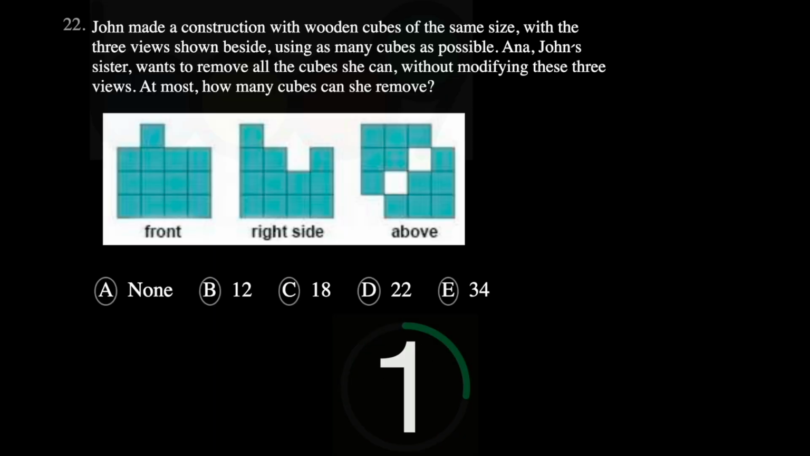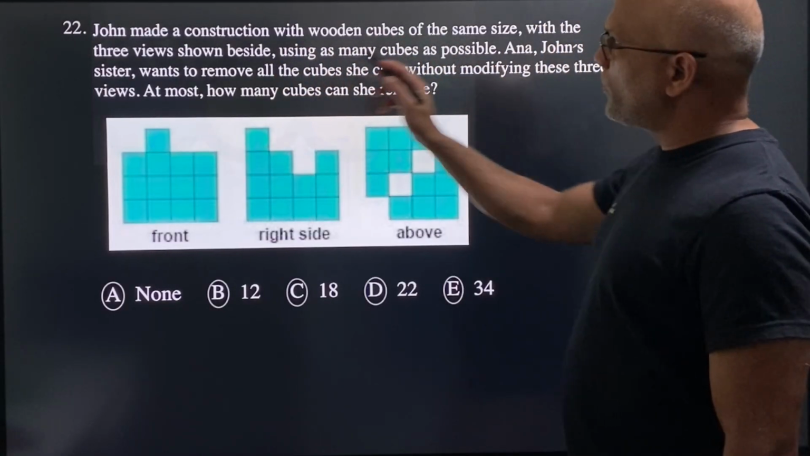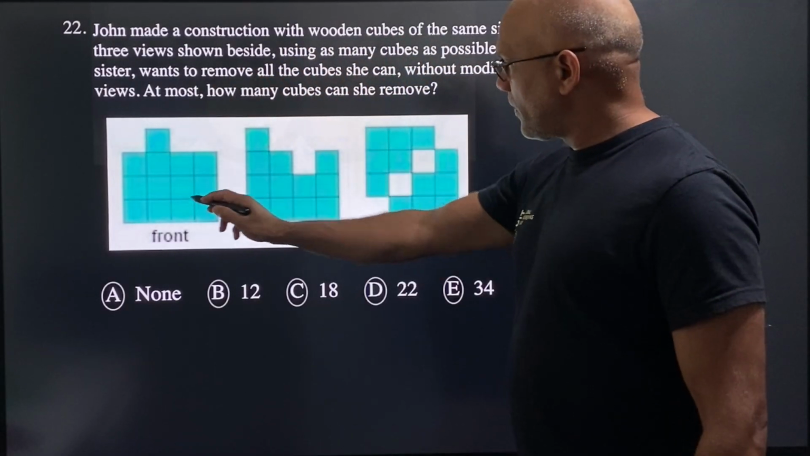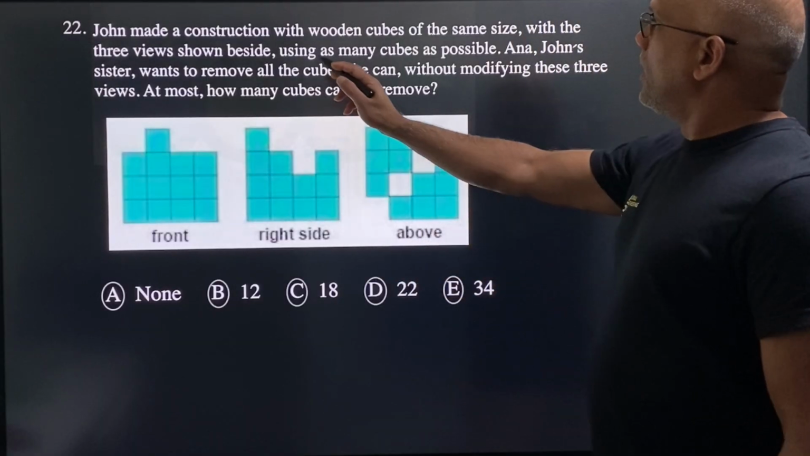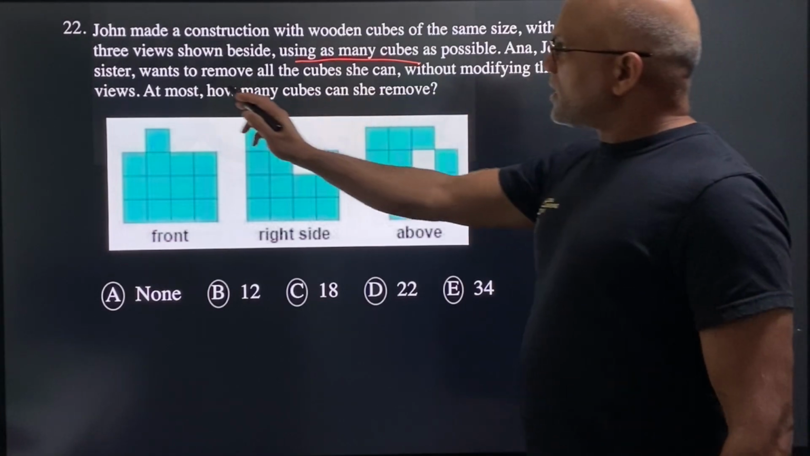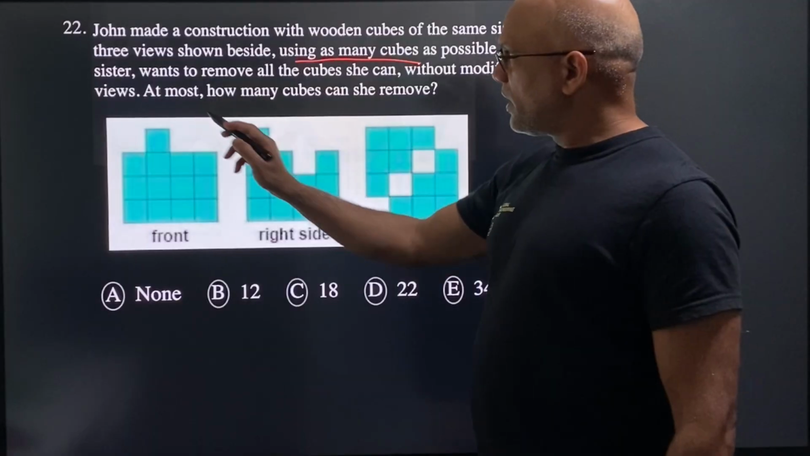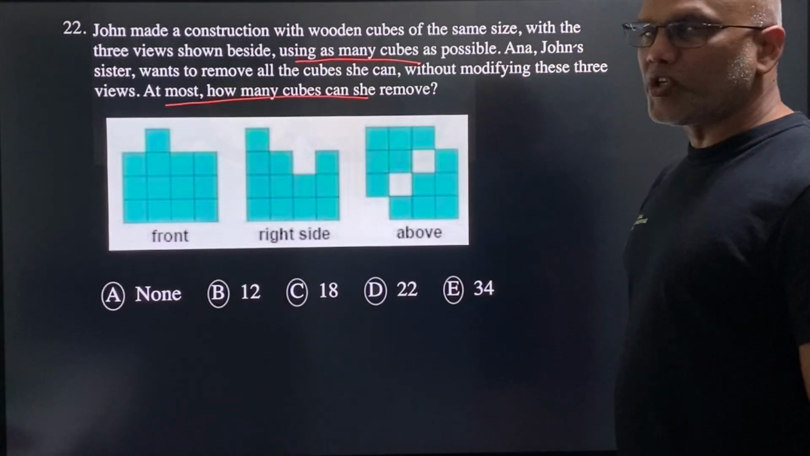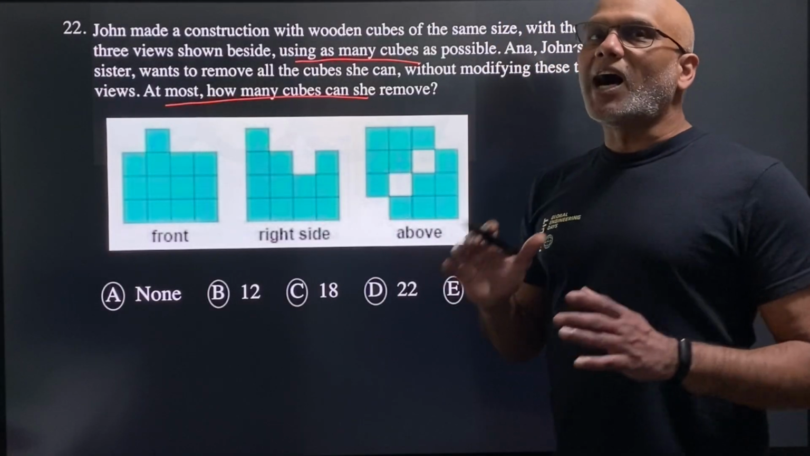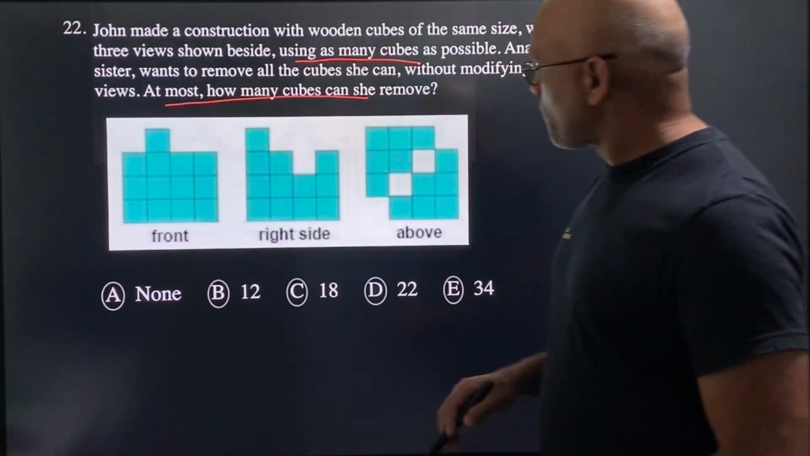John made a construction with wooden cubes of the same size with the three views shown beside, front, right, and top, using as many cubes as possible. Anna, John's sister, wanted to remove all the cubes she can without modifying these three views. At most, how many cubes can she remove? This is actually a very hard problem unless you know the technique. So let me show you how to do this.